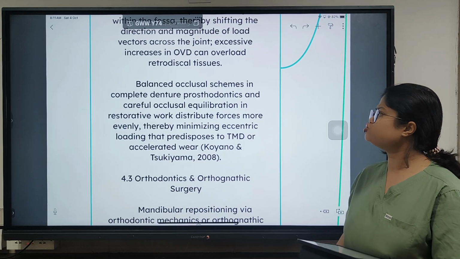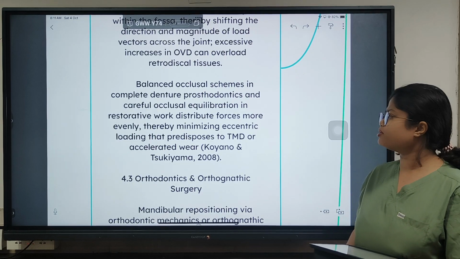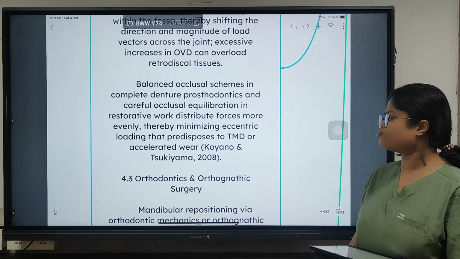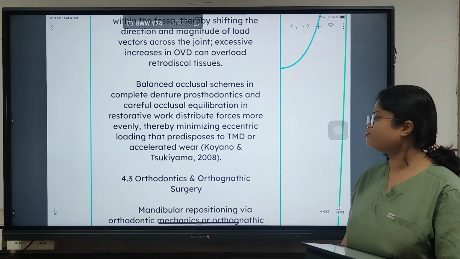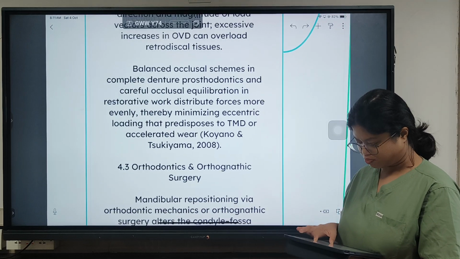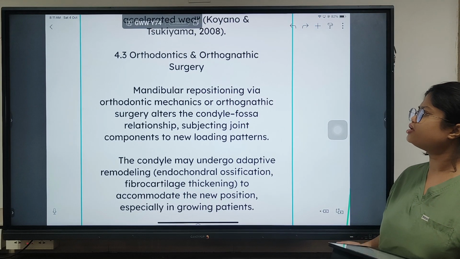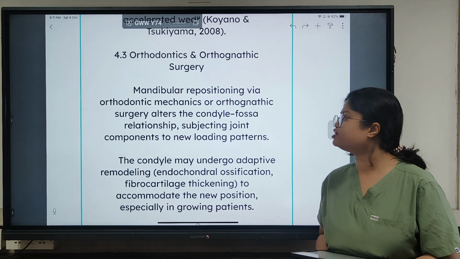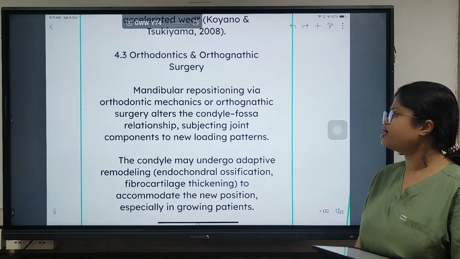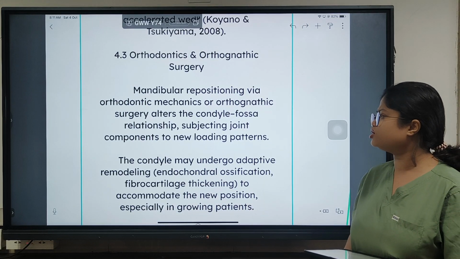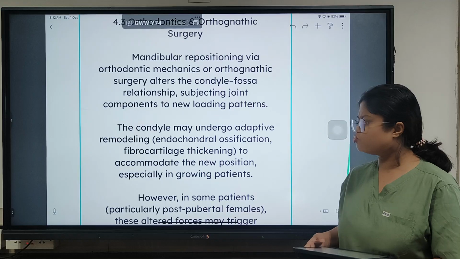When we talk about balanced occlusion schemes, in complete denture prosthodontics, careful occlusal equilibration should be done in restorative work so that it will distribute forces more evenly. That predisposes to TMD if it is not done properly, and it will lead to accelerated wear. When we talk about orthodontics and orthognathic surgery, mandibular repositioning via orthodontic devices and orthognathic surgery alters the condyle-fossa relationship, subjecting joint components to new loading patterns.